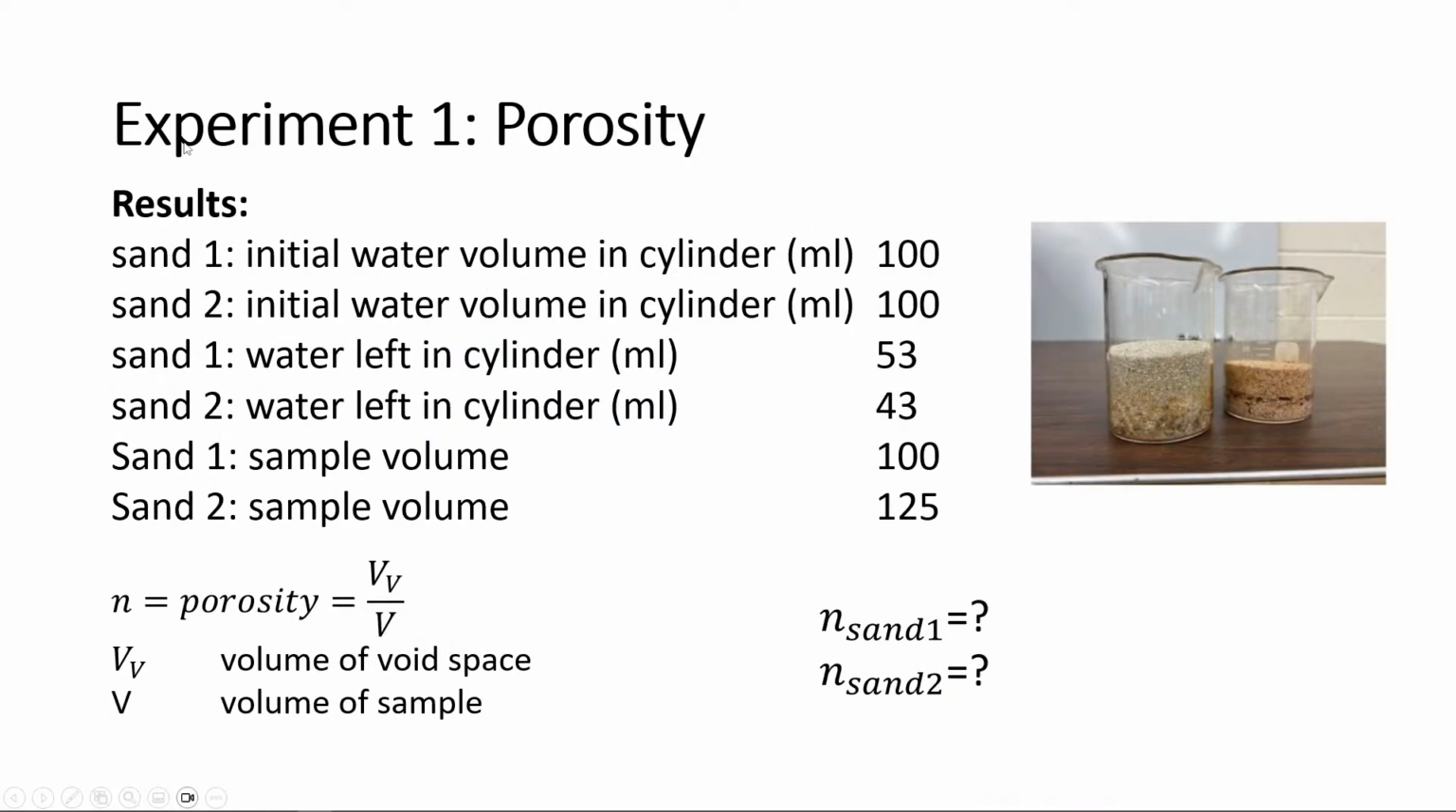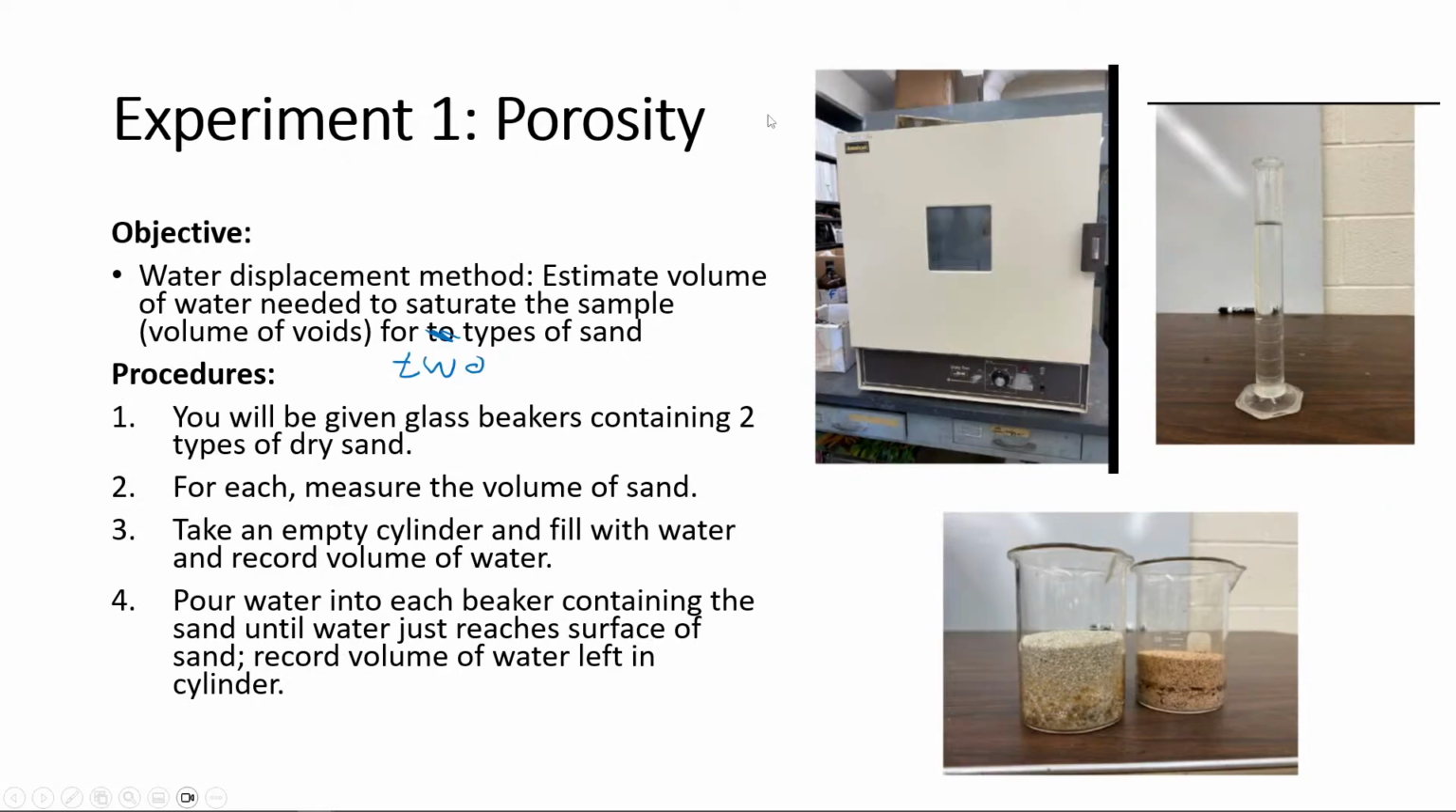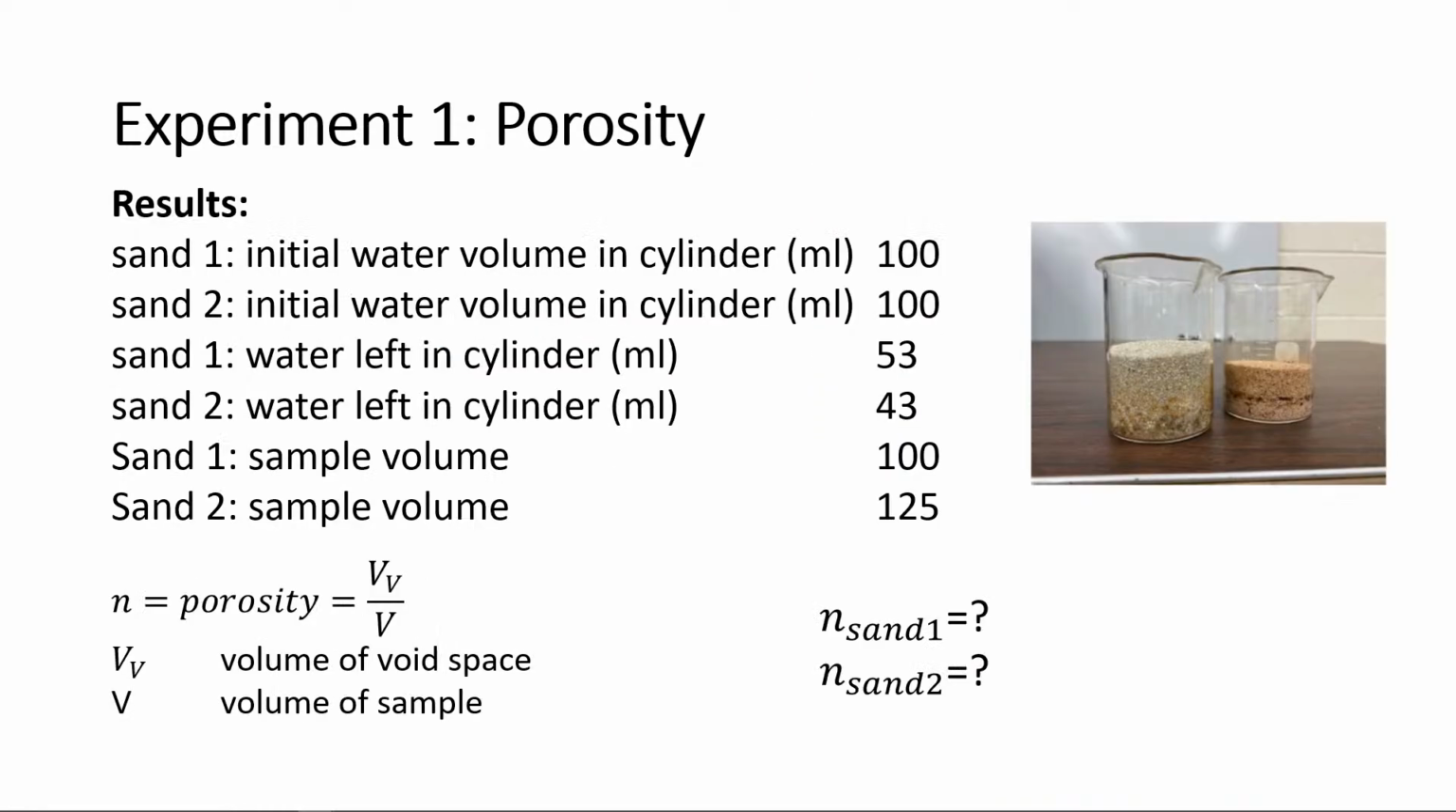So the result: the initial water volume in the cylinder was 100. For sand 2, the initial water volume in the cylinder was 100. For sand 1, the water left in the cylinder was this. For sand 2, the water left in the cylinder was this. This is the sand volume 1, sand volume 2.